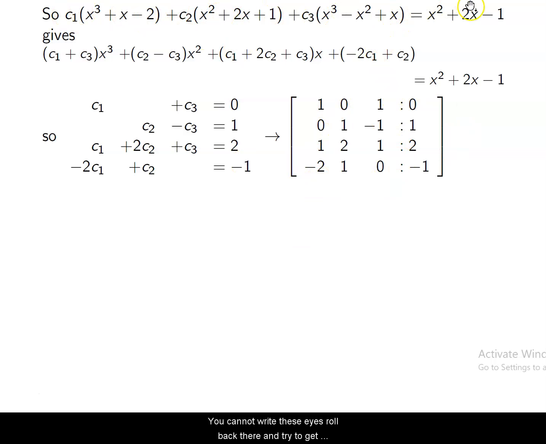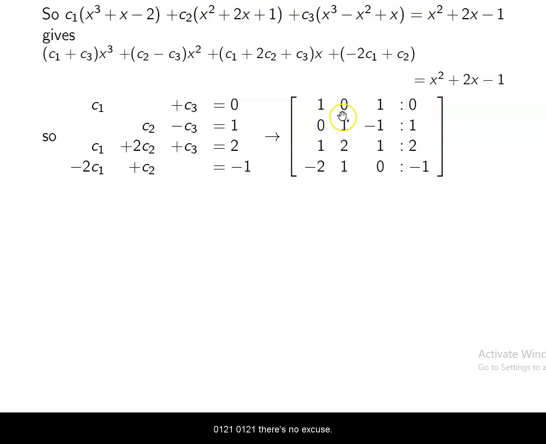You cannot write these as row vectors and try to get away with the same thing. It's not going to work, okay? So again, the safest way is to rearrange everything, make your equations, and come here. But when you're used to this, you can be confident that these are just now your column vectors, right?